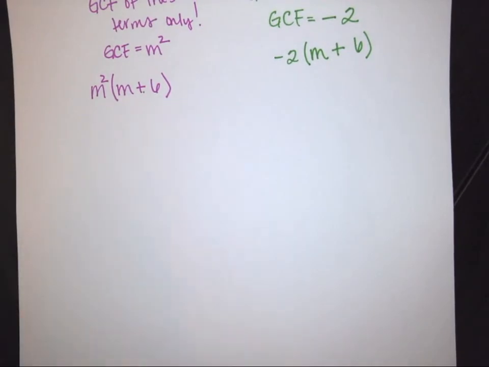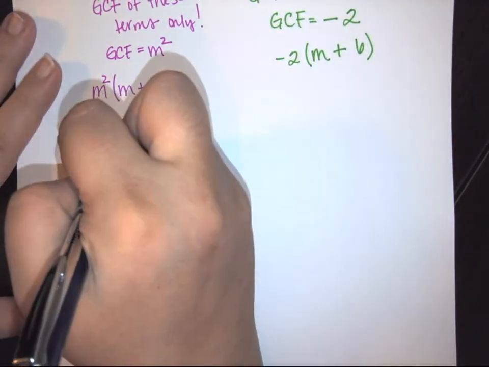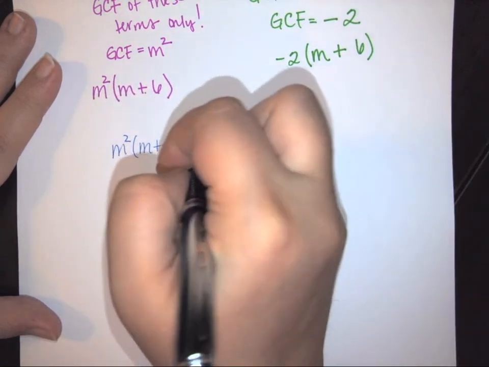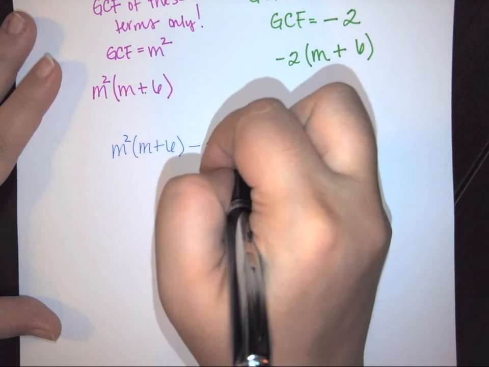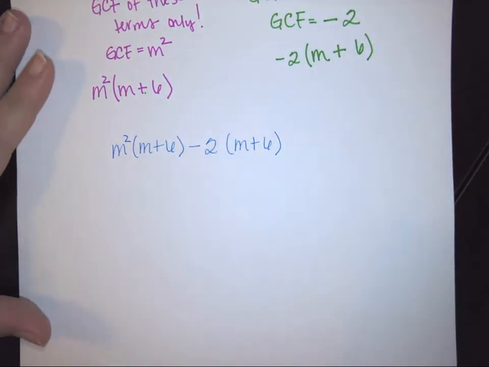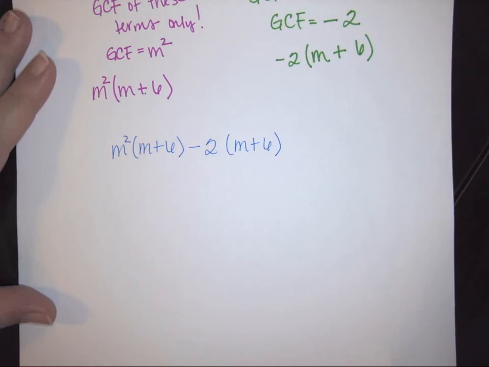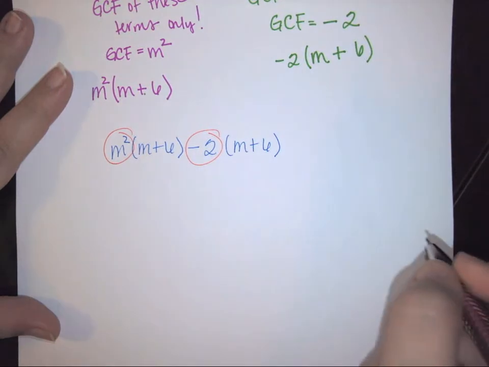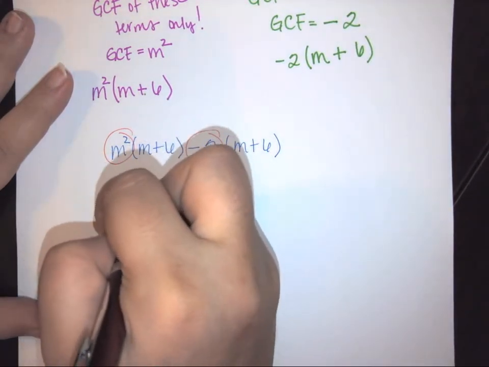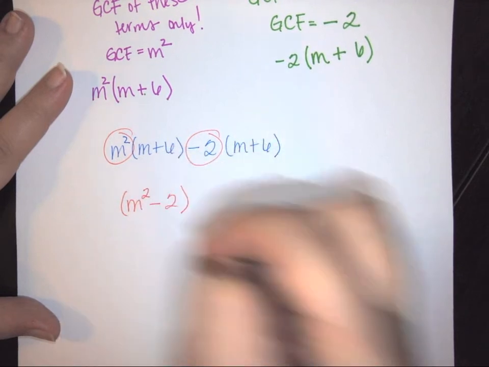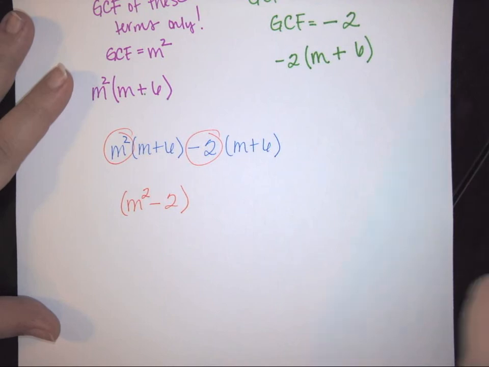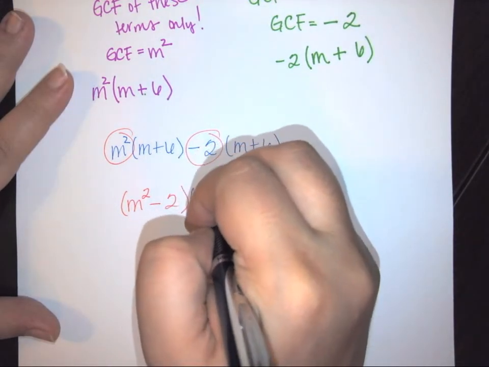And so at this point, all I need to do now is rewrite or write out my equation. So I have m squared times m plus 6 minus 2 times m plus 6. So this is the way it works. You are going to group together the outside terms first. So this is going to be m squared minus 2. And then you are just simply going to write your factor down. So then this is going to be times m plus 6.